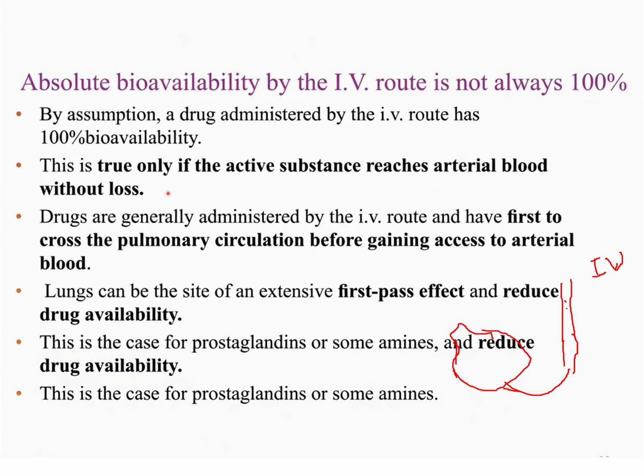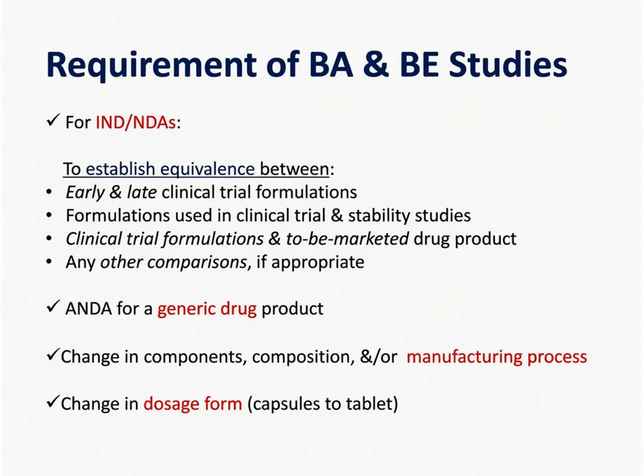It is true only if the API reaches arterial blood without loss. Drugs are generally administered by the IV route and have to cross the pulmonary circulation before gaining access to arterial blood. Lungs can be a site of extensive first pass and reduced drug availability. This is the case for prostaglandin and some amines.